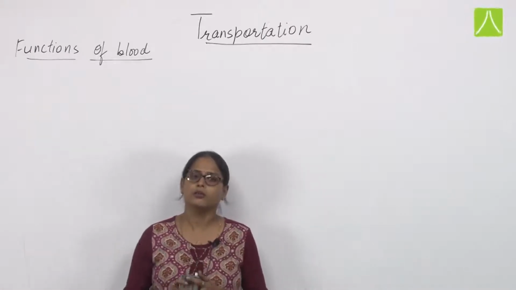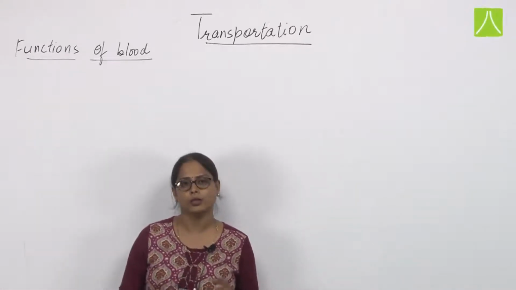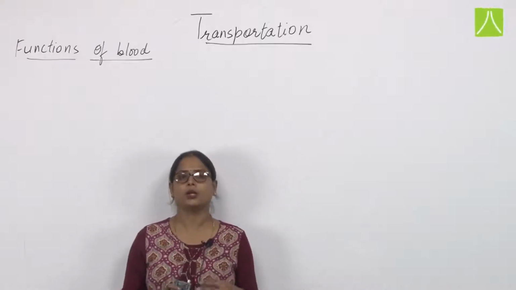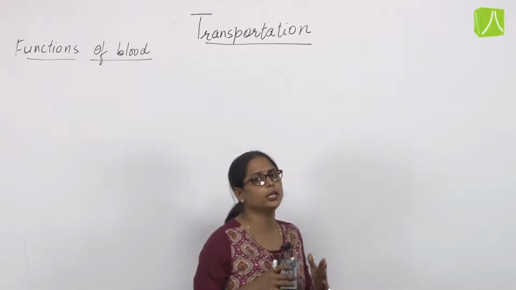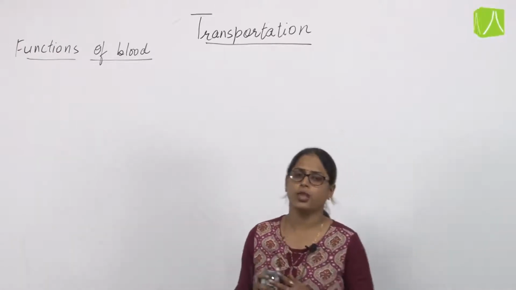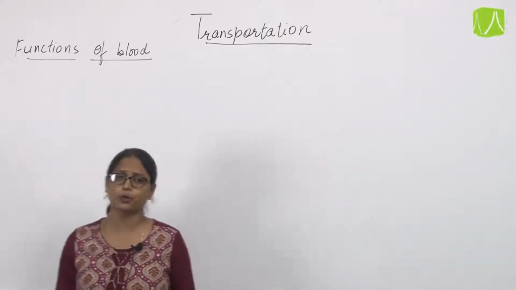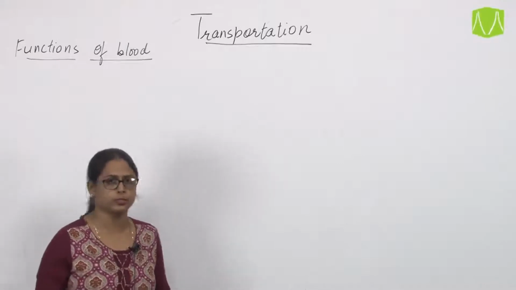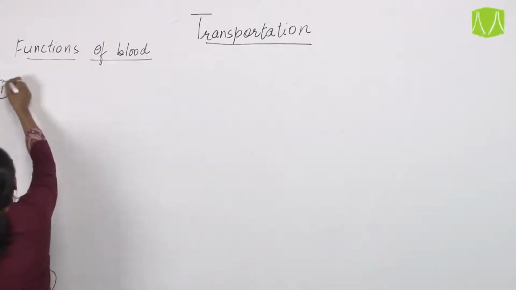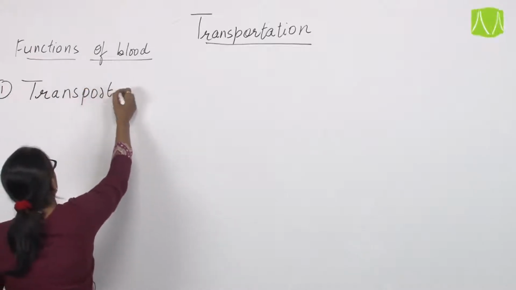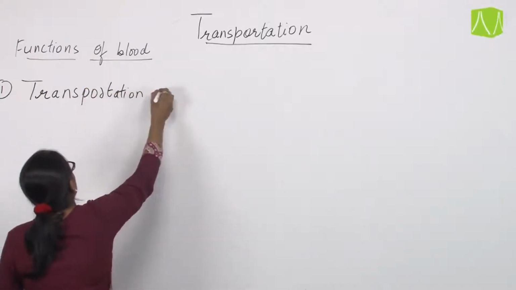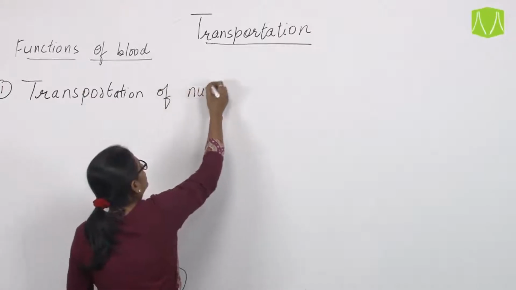That means, for the component of the blood vascular system, that is blood, what are its functions? Mainly the blood helps only in transportation processes. That means it helps in the transportation of different substances. For example, first, it helps in the transportation of nutrients.